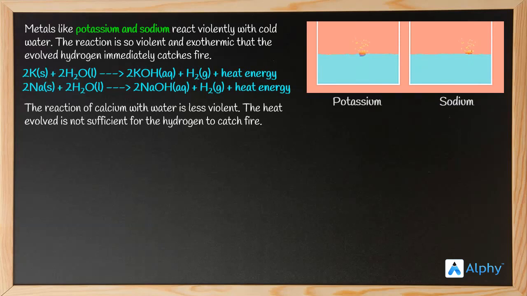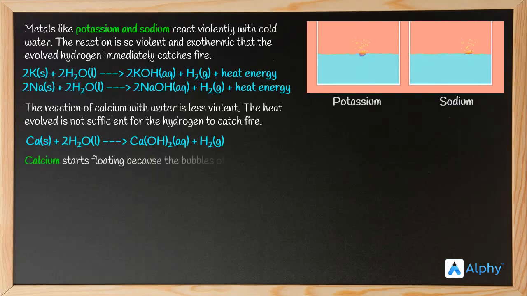Now the equation of this reaction will be Ca plus 2H2O forming Ca(OH)2 plus H2, which is calcium plus water forming calcium hydroxide plus hydrogen gas. Now this hydrogen gas does not catch fire because the energy evolved in this reaction is not enough for the hydrogen to catch fire. Instead, calcium starts floating because the bubbles of hydrogen gas formed stick to the surface of the metal.